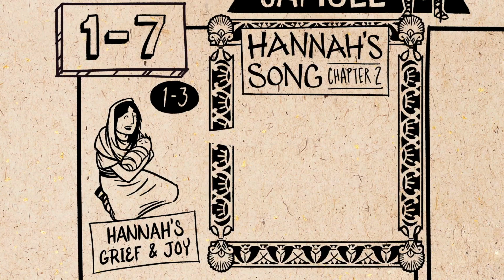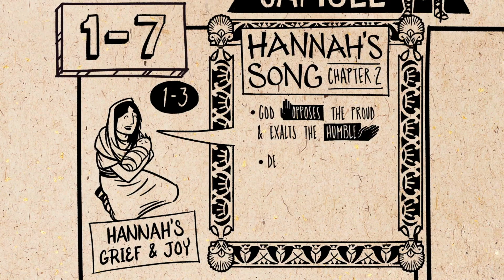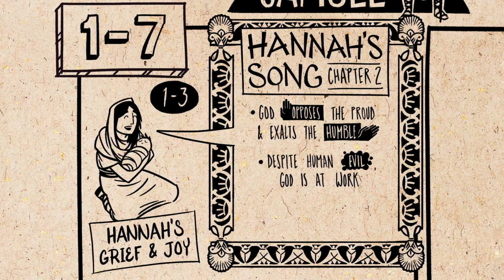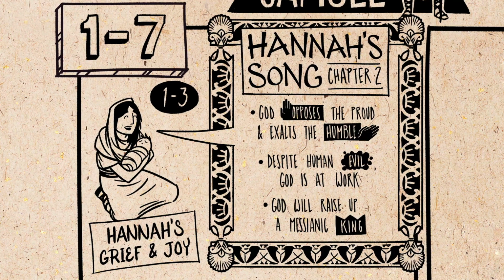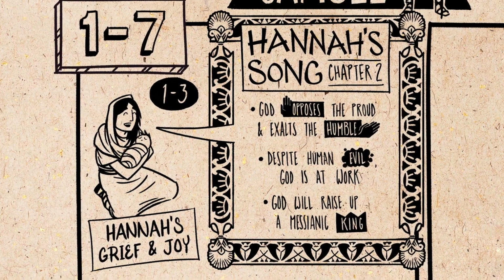And the poem is all about how God opposes the proud and exalts the humble, about how despite tragedies and human evil, God is working out his purposes in history. And also it's about how God will one day raise up an anointed king for his people. Now, Hannah's poem has been placed here at the beginning of the book to introduce these key themes that we're going to see throughout the whole story.